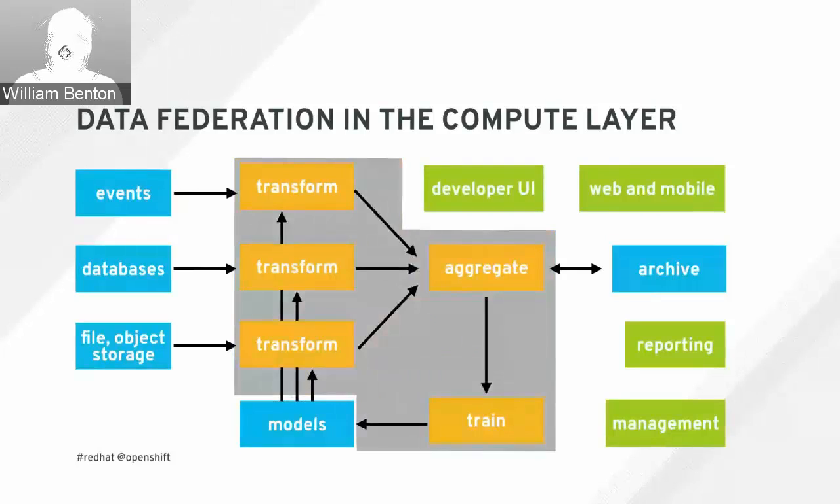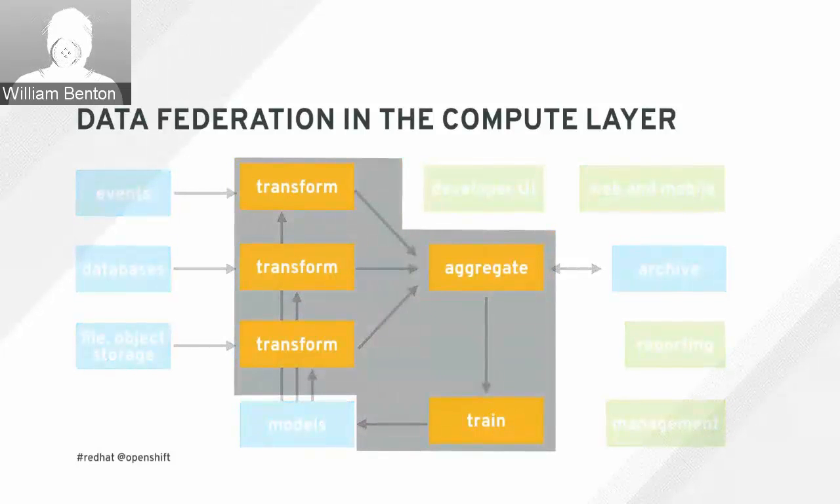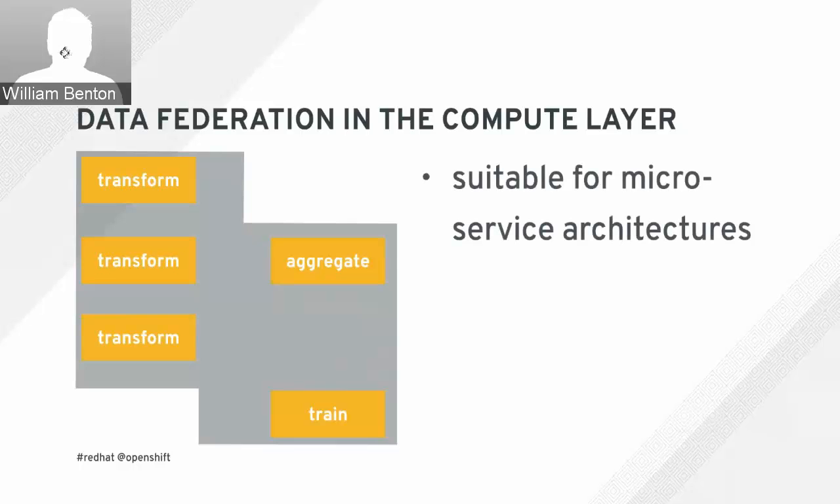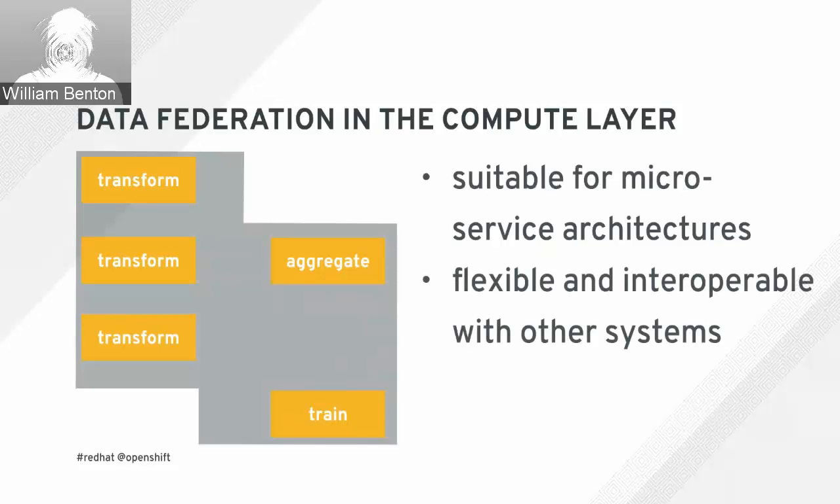Two systems that do this are Apache Spark, which unifies various data sources under its RDD and data frame interfaces, and JBoss Data Virtualization, which provides a virtual relational database that executes query plans across multiple different data sources. Again, this architecture is suitable for microservice architectures. It's typically flexible and interoperable with other systems.